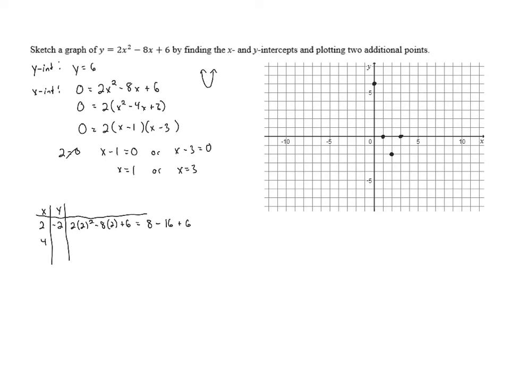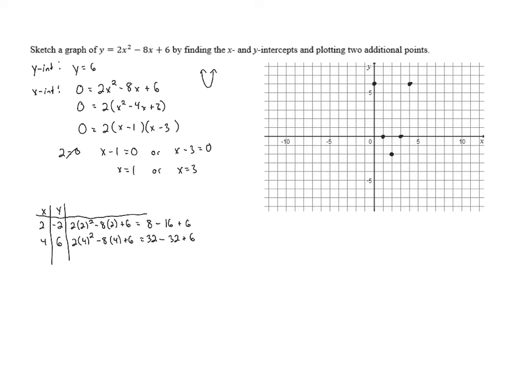And then lastly, we can plug in 4. 2 times 4 squared minus 8 times 4 plus 6. 4 squared is 16, and 2 times 16 is 32. So we've got 32 minus 8 times 4 is also 32 plus 6. The 32s cancel, and we're left with 6. So we've got the point 4, comma 6, which goes right here.